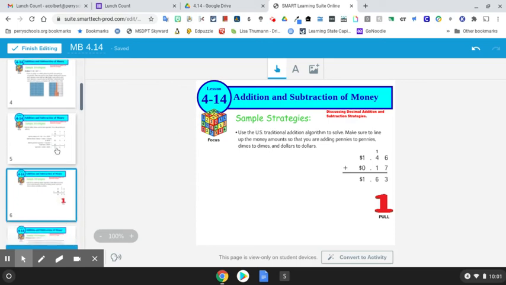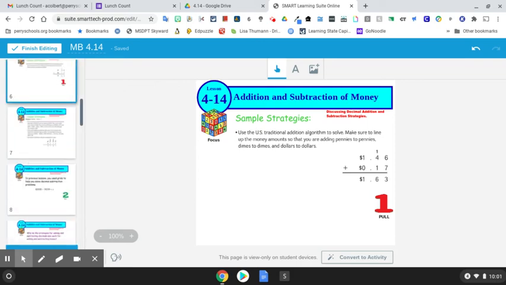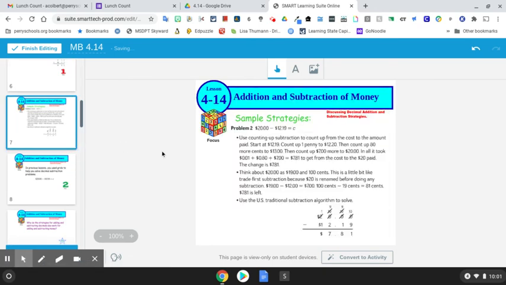Again, it doesn't matter which strategy you used, you still should receive $1.63 once you add those two totals together. Moving on to problem number 2, which was $20 minus $12.19. You can use counting up subtraction to count up from the cost of the amount. So you could start at $12.19, count up 1 penny to get to $12.20, then count up 80 more cents.